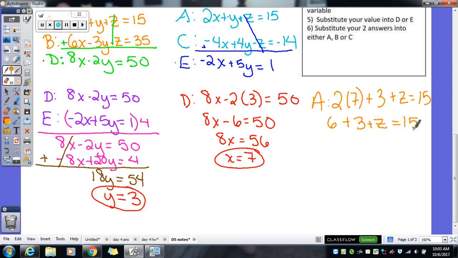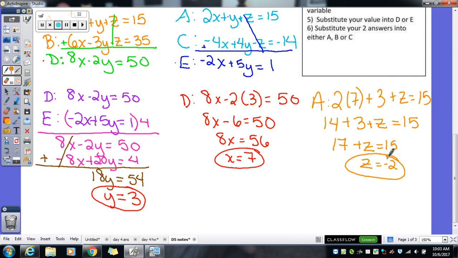So I got 6 plus 3 plus z equals 15. Well, that shouldn't be 6. I got distracted. That should be 14. So that gives me 17 plus my z equals 15. So what does our z equal? Negative 2. There we go. So there's our 3 answers. And then you would check this if you wanted to just by plugging those 3 values into the original 3 equations and seeing if it works out.